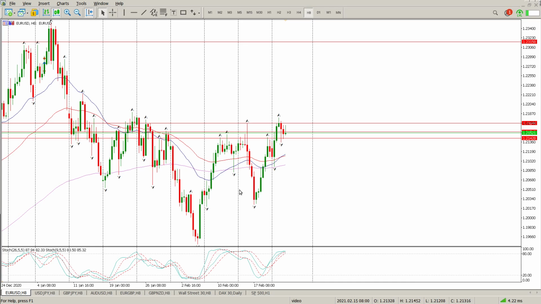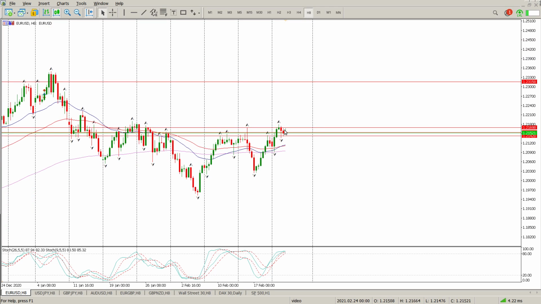So starting off with EURUSD as usual, and pretty much the last couple of hours has been continuation of the confusion. We have been stuck between these two levels. A level to the upside is 121.698 and to the downside it is 121.428.